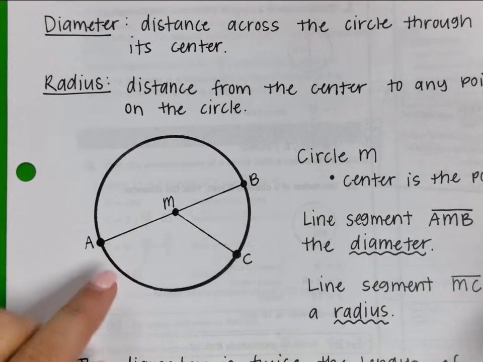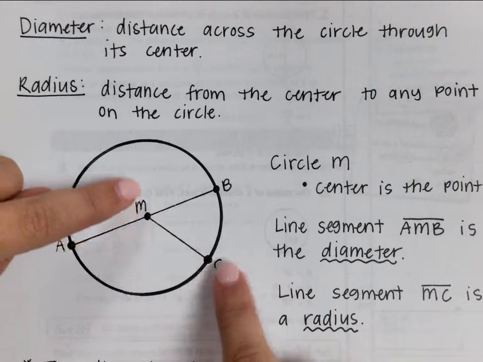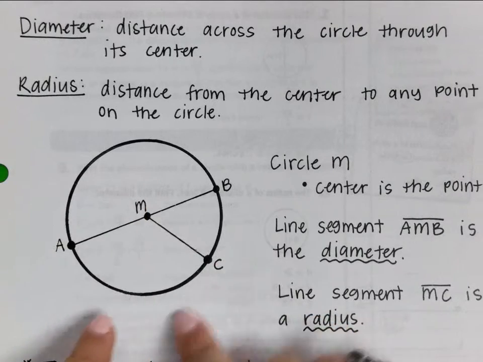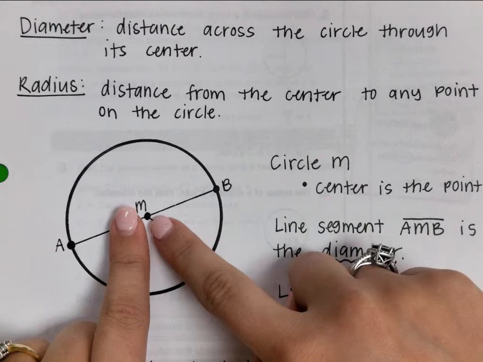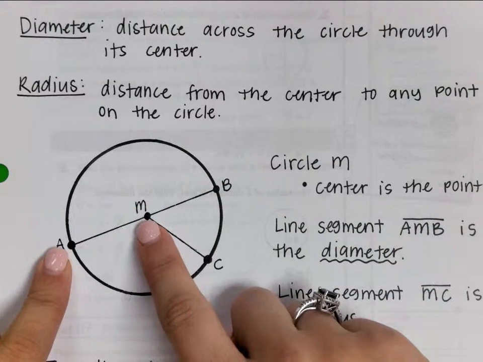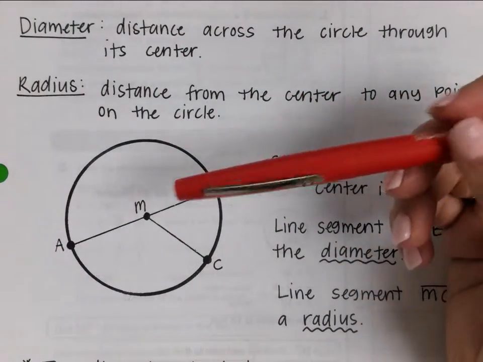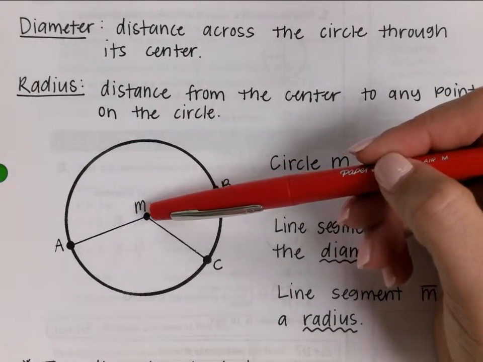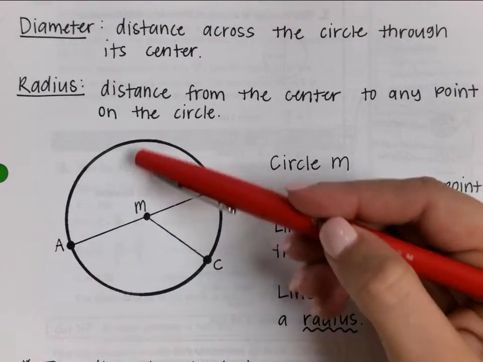Your radius is the distance from the center to any point on that circle. So line segment MC right here, that is a radius. But also if you look at your diameter, half of that diameter is the radius. So line segment MB is a radius, and line segment MA is also a radius. I can draw infinitely many radii, which is the plural of radius, or diameters, as long as they're passing through the center. Okay.